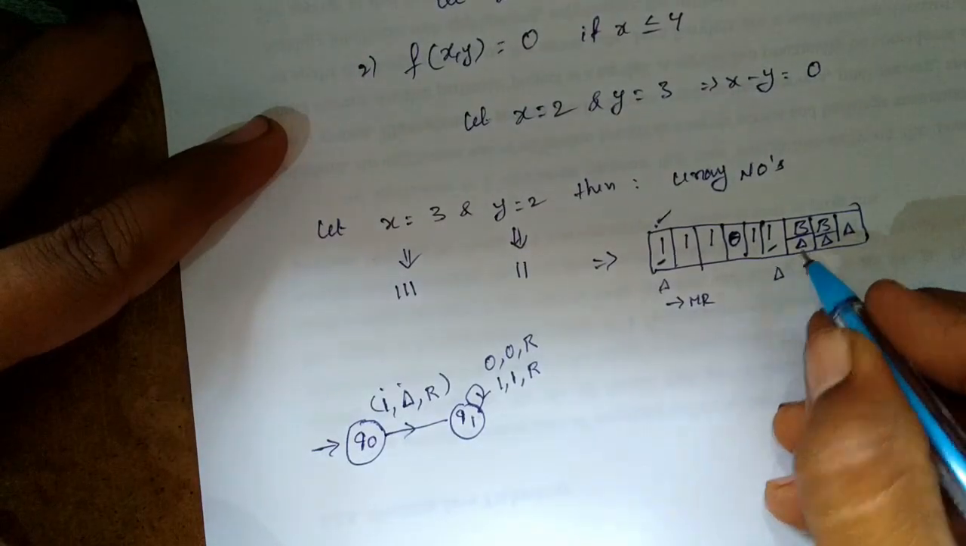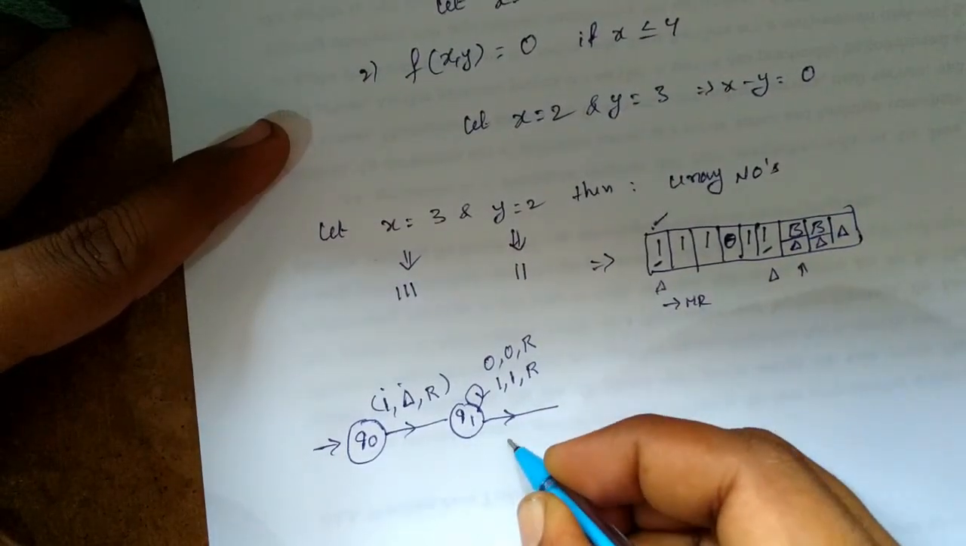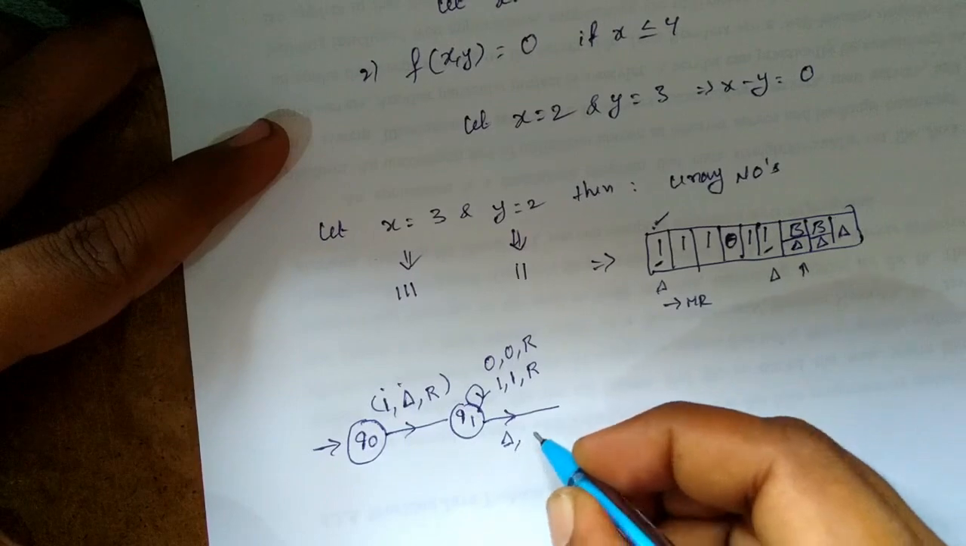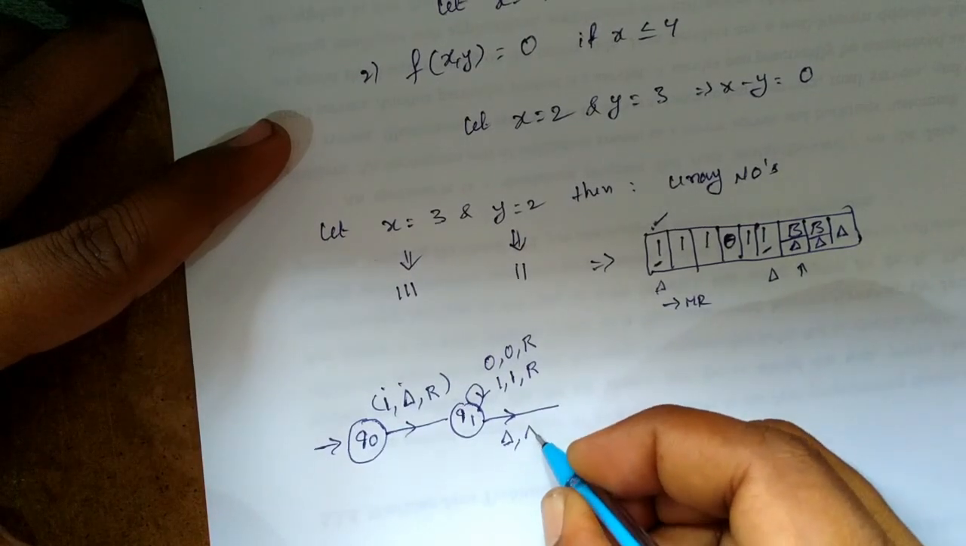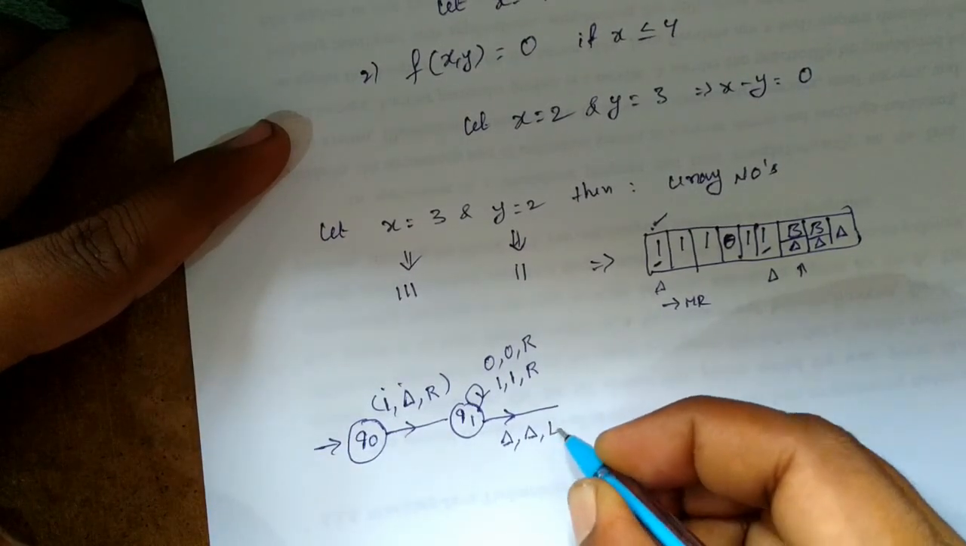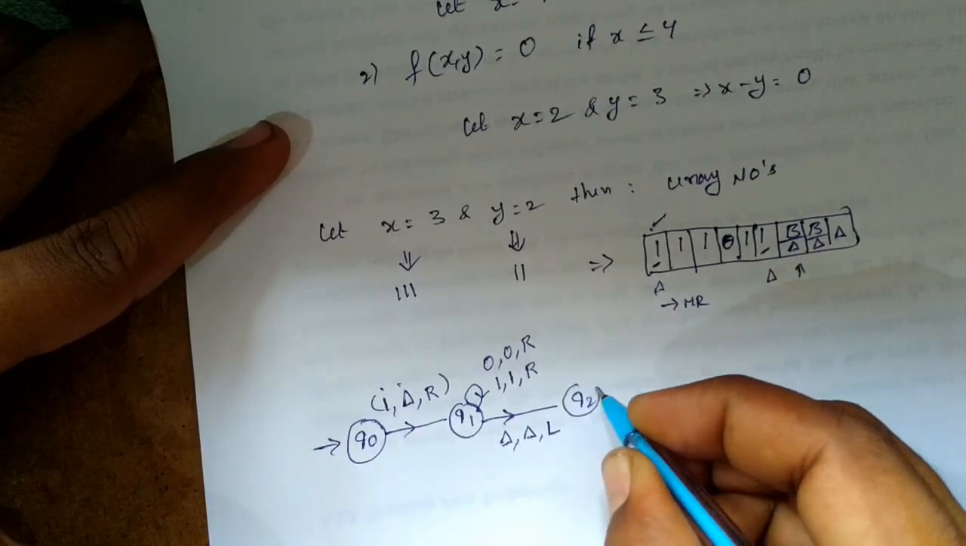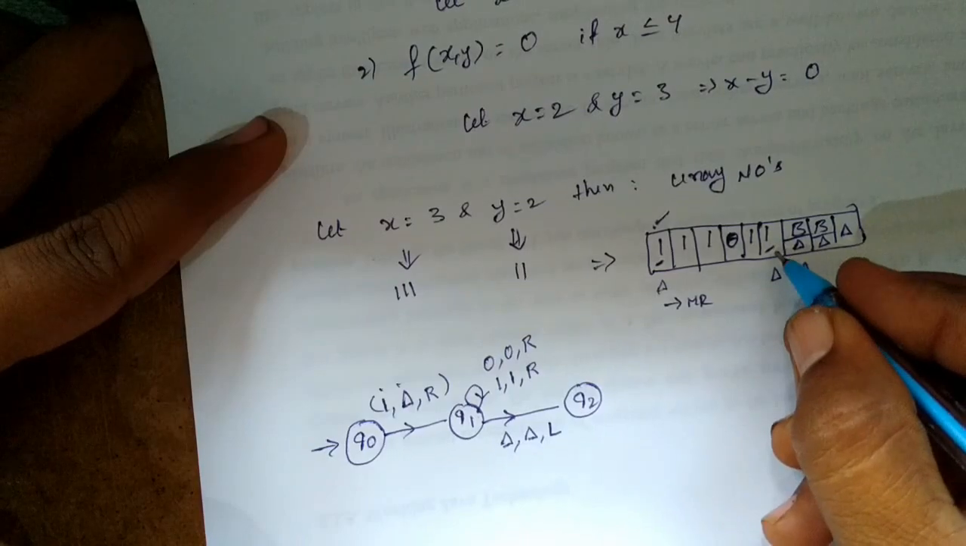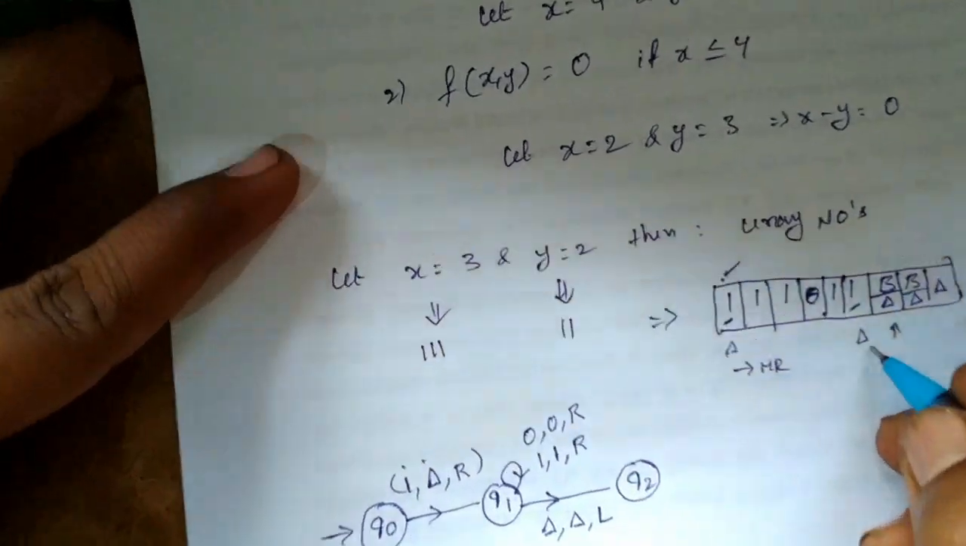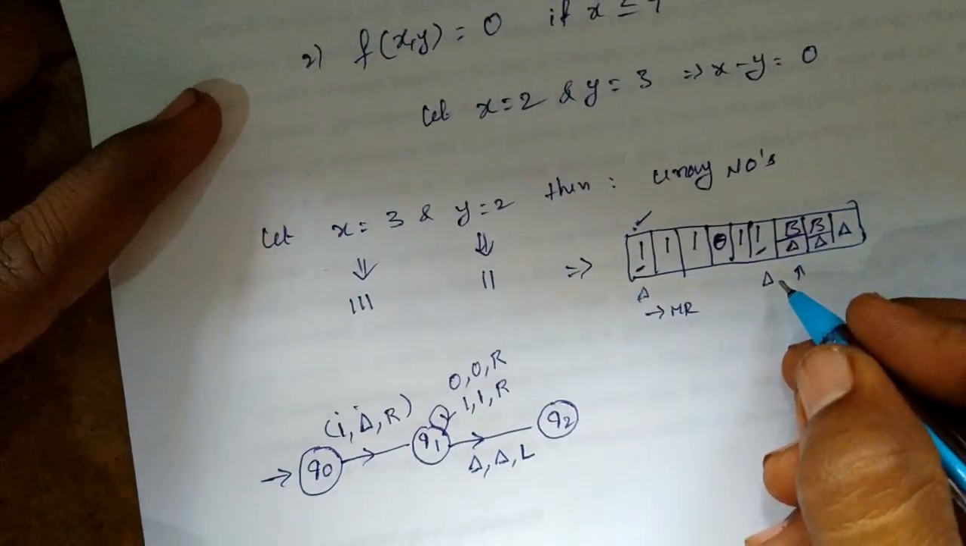So next is the end of the input, that is del. So now this del is not changed to anything, and then move left. So now going to q2. So now this 1 can be converted to the blank symbol, that is del, and then move left.